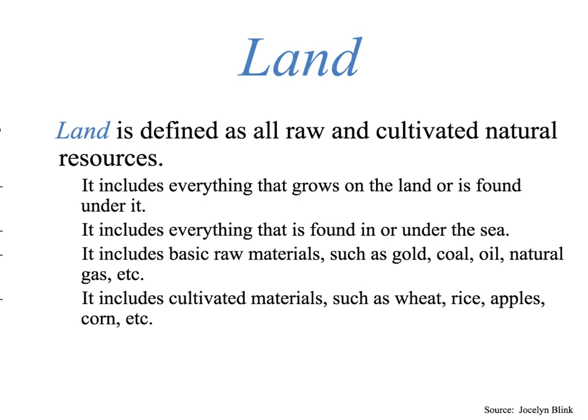It includes basic raw materials such as gold, coal, oil, natural gas, etc. And it includes cultivated materials such as wheat, rice, apples, corn, etc. So land is the first factor of production that entrepreneurs and suppliers use to bring together and create goods for an economy.